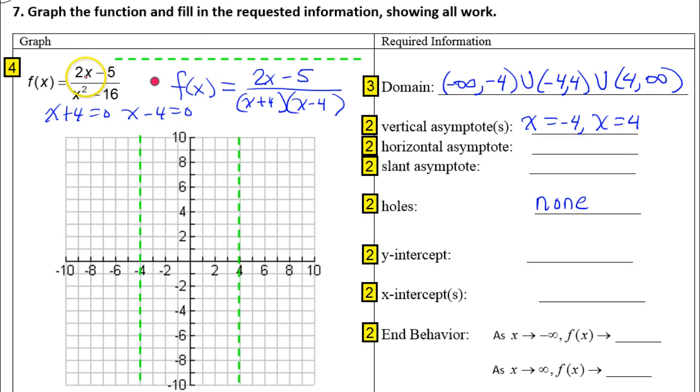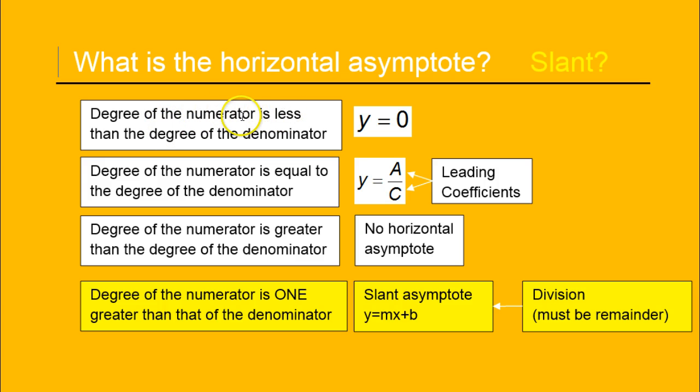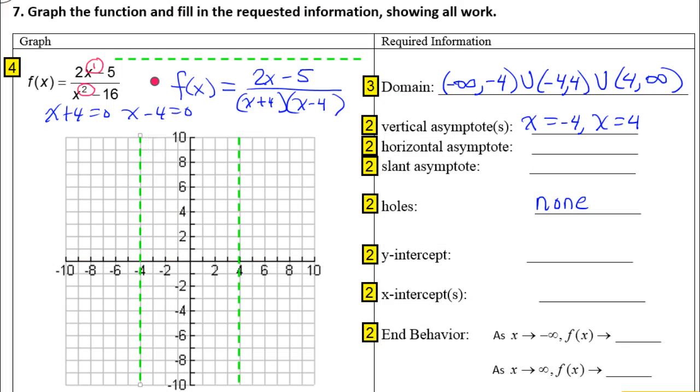So the degree of the numerator here is 1. I see the plain x, that's sort of like having x to the 1 power. Meanwhile, the degree in the denominator is 2. So I have degree 1 and degree 2. Since the degree of the numerator is less than the degree of the denominator, y equals 0 is my horizontal asymptote. So I can go ahead and write down y equals 0 for my horizontal asymptote. And let's graph that as well. Okay, y equals 0 is the x-axis, so there you go.